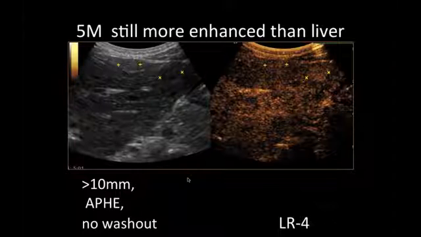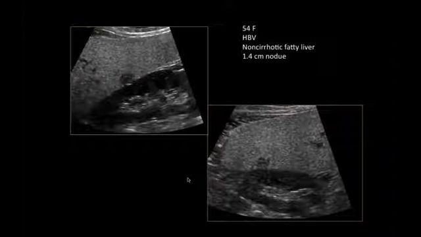Just another LR4 where we can see a small nodule in the liver, a fatty liver, hypervascular in the arterial phase, and no washout to 5 minutes. A suspicious lesion requiring probably both biopsy and heavy surveillance.